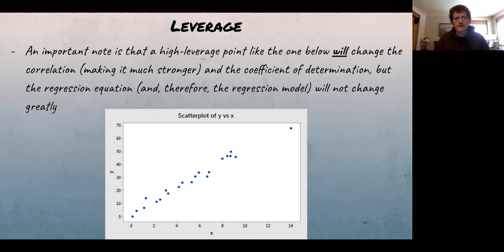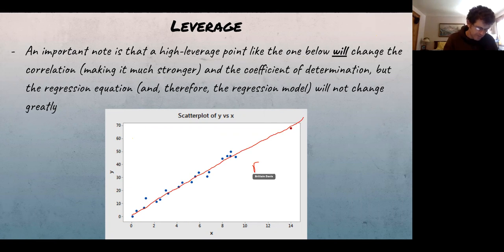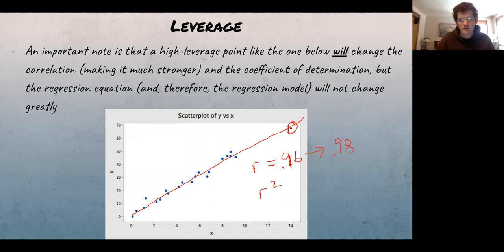What a high leverage point will do regardless is affect things, even if it doesn't affect your trend line. So adding this point right here, like we said before, the trend line really isn't affected by that point. It's still going to go the same direction, but our correlation coefficient and therefore our coefficient of determination are going to be impacted by this, because this reinforces the correlation. Before we were at a 0.96, maybe it went to a 0.98 now. That might not seem like a lot, but it does affect your correlation coefficient.